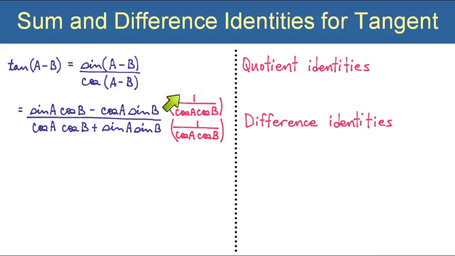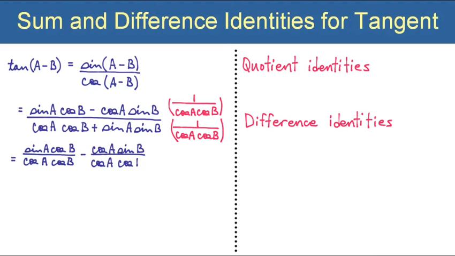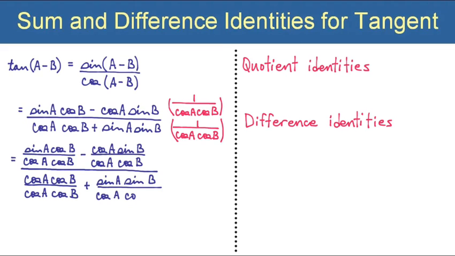So I'm going to multiply each term in the top and each term in the bottom by 1 over cosine A cosine B. It's okay to do it as long as we do it to top and bottom. Alright, there it is for the first one, and there it is for the second one, and now the bottom. Okay, now we can reduce.